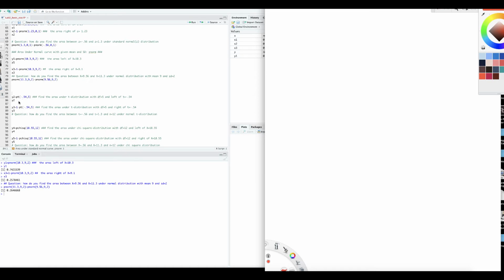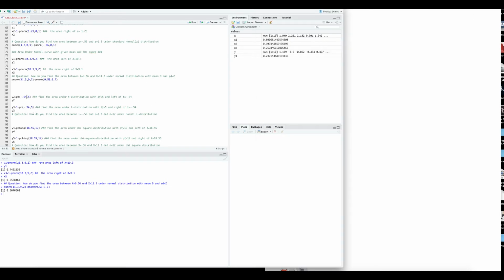Okay, so if you want to find out the area left of this t value, then you do pt, like pnorm, you do pt. Okay, pt of negative 0.54 comma 5 finds the area under the t distribution with degrees of freedom 5 and left of t equals negative 0.54. Similarly, if you do 1 minus that, it will give you the right area, right? Let us do that. So that is the area left of negative 0.54 under the t distribution with degrees of freedom 5. And similarly, this is the right of that.